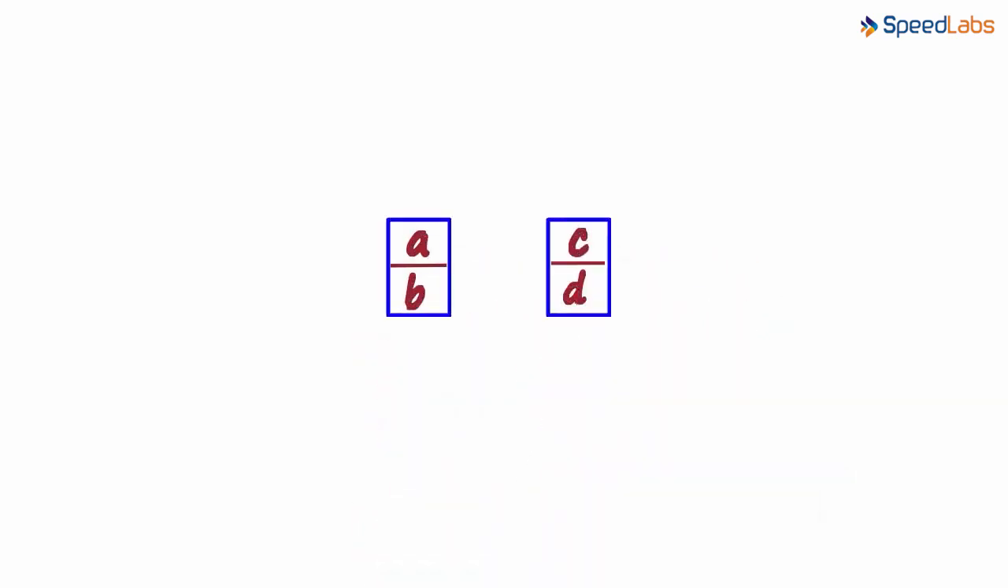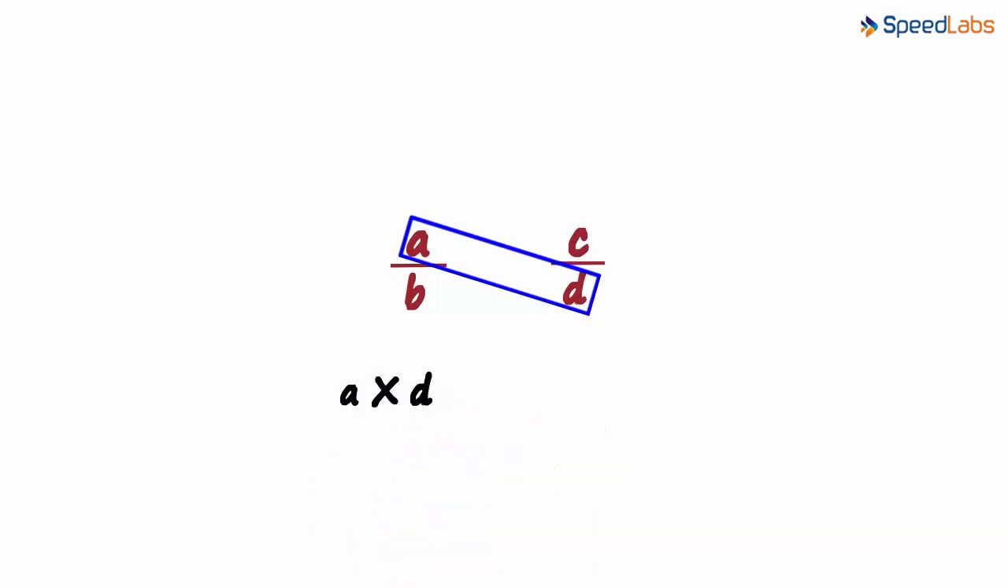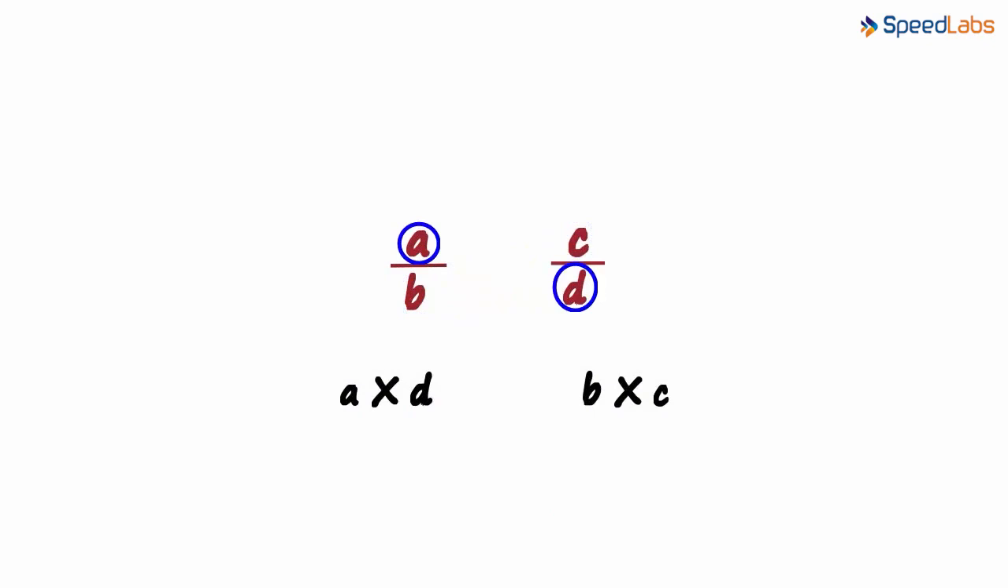We have two fractions, a by b and c by d. To compare them, we just need to look at two products. First, the product of a and d, and second, the product of b and c. Product of these two and these two. But what do we do with these products? How do these two products help us compare the two fractions?